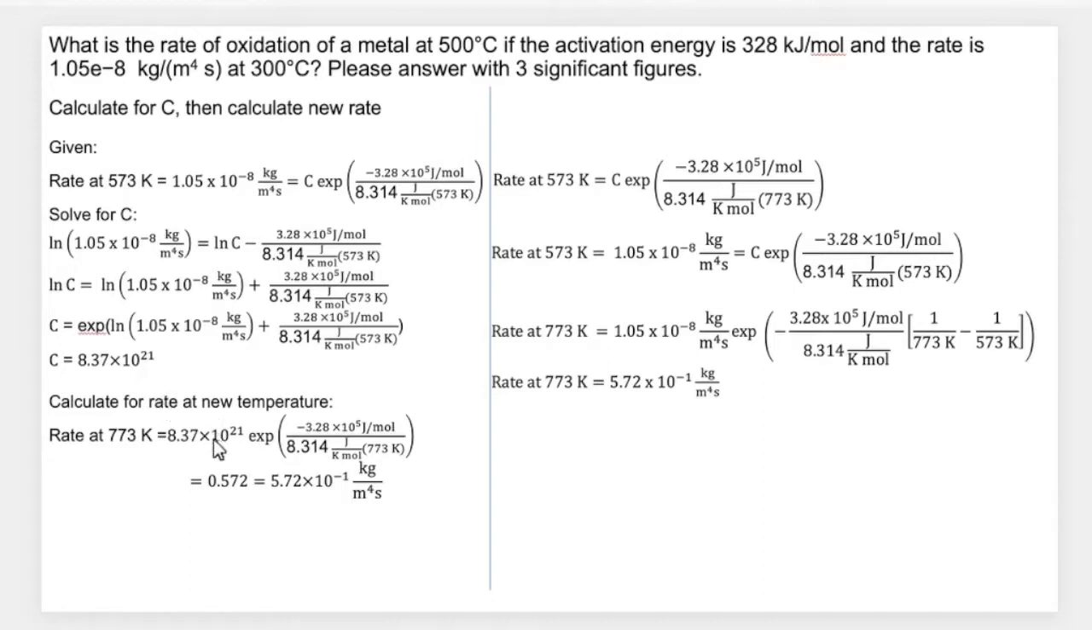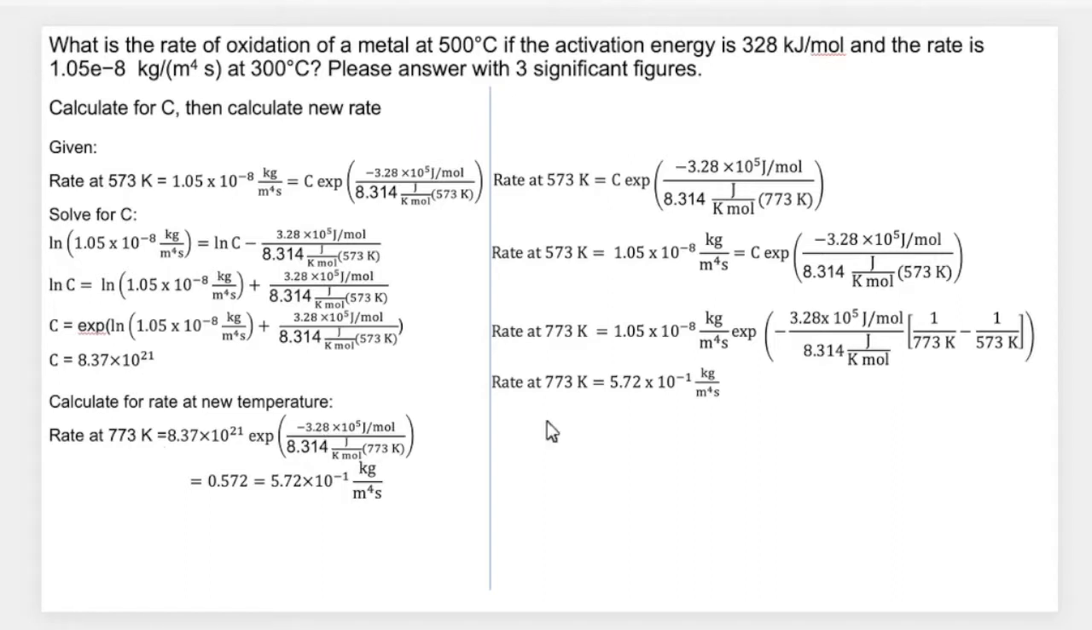If you plug in C, you get that the new rate is 5.72 times 10 to the minus 1 kilograms over meters to the fourth seconds. And that's the rate at 773 Kelvin or 500 degrees Celsius.